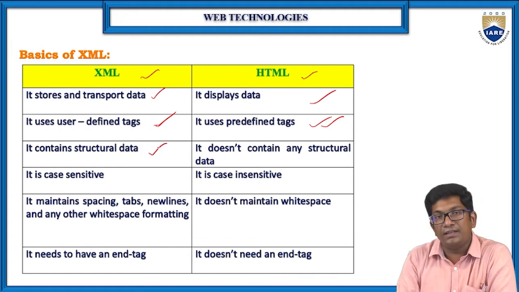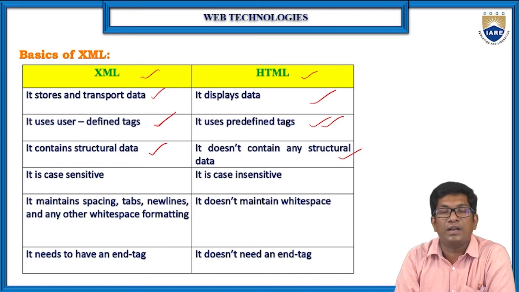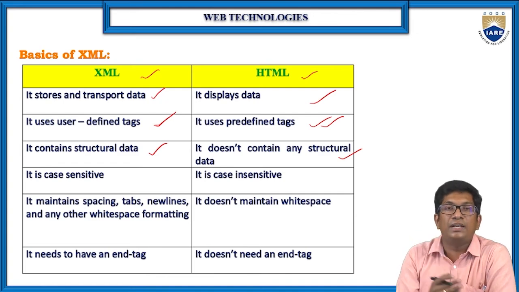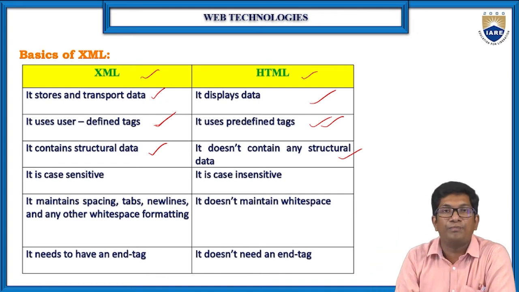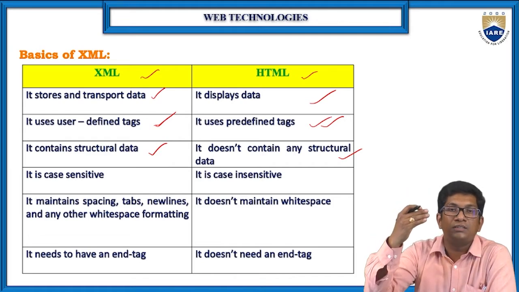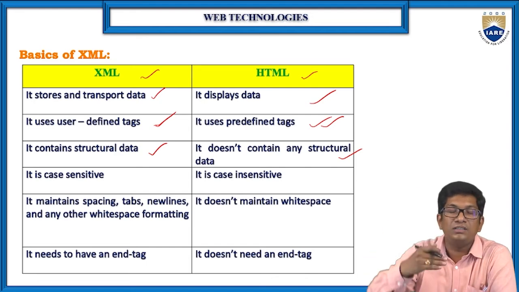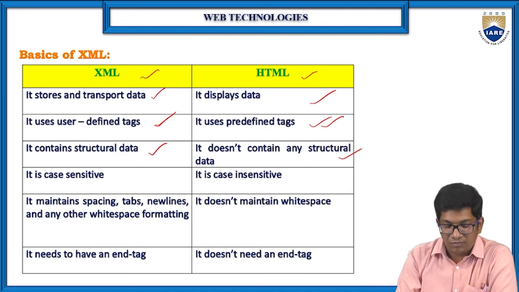XML contains structural data. HTML does not contain any structural data. So we can store the data in a well-structured form. They maintain the hierarchy: root, child, subchild, leaf nodes. Right? We have to maintain the hierarchy.